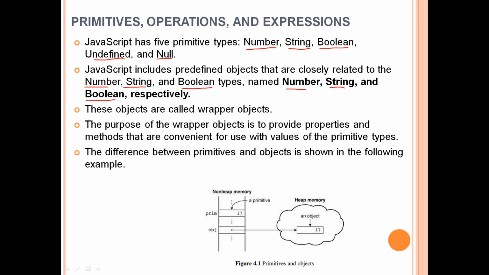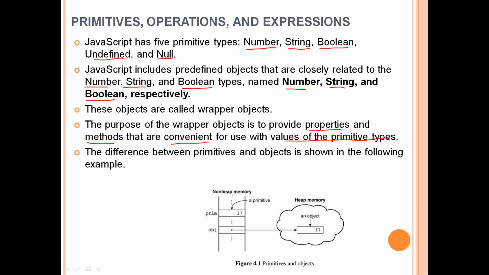The purpose of the wrapper objects, now why do we need wrapper objects here? The purpose is to provide properties and methods that are convenient for use with values of primitive types. Now these wrapper objects provide us with methods and properties, and by using these methods and properties we can manipulate the data of primitive type. Now the difference between the primitives and object is shown in the following example figure.